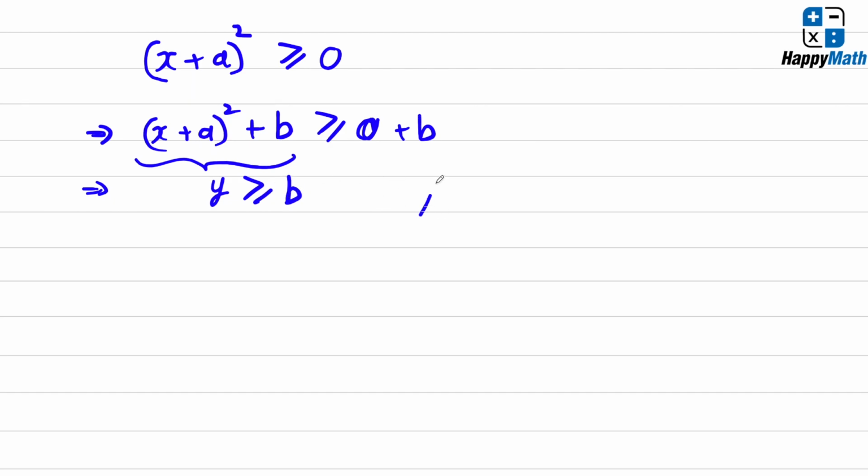So I can tell you the minimum value of the y function is b. And how can y equal b? The equal sign will appear if (x plus a) squared equals 0. So it means x equals -a. So when x equals -a, y will be equal to b. So the minimum point of this one is (-a, b), something like this.